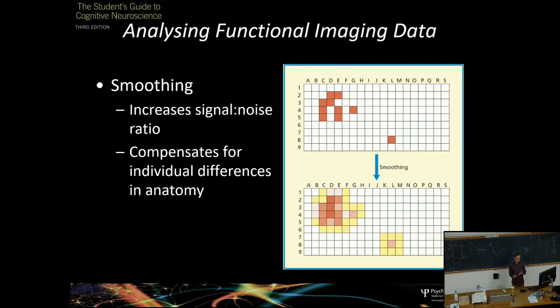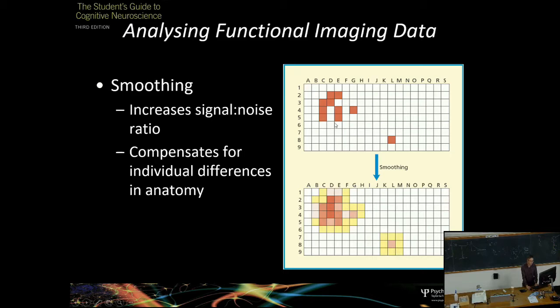It also compensates for individual differences in anatomy. What you might find is that if my part of the brain here is involved in word recognition and your part's there, they will never overlap. But blurring them out increases the chances that the two regions will overlap with each other.